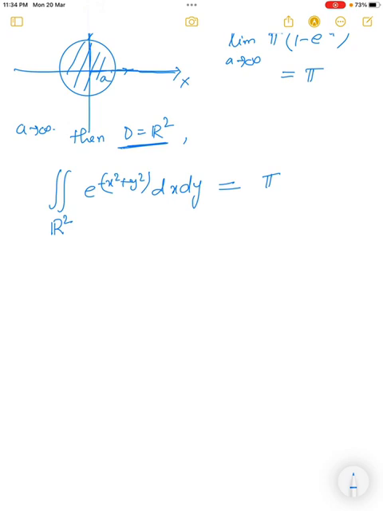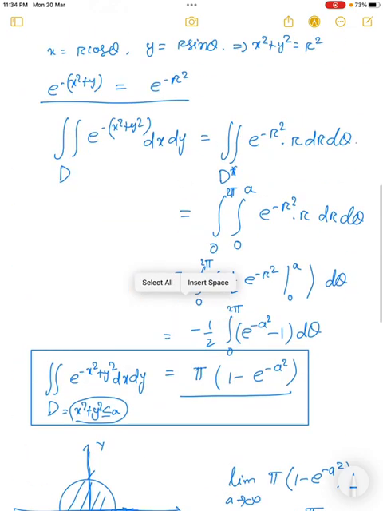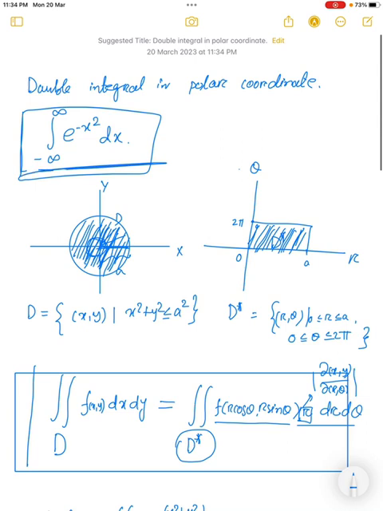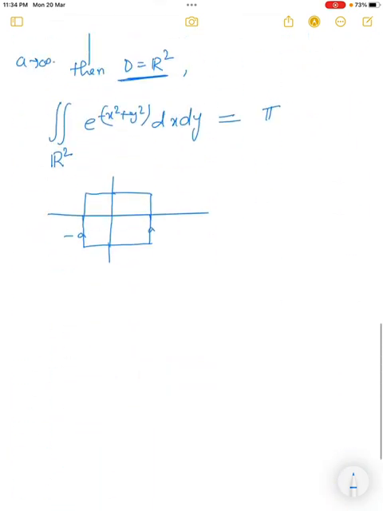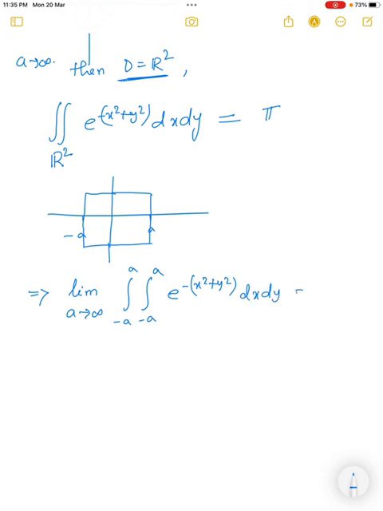Now if it is R2, how can we represent R2? Suppose here it is minus a to a. We can represent this like an improper integral, because what we have seen, this is an improper integral. So how will we evaluate that? We will just apply the limit form. So I can write like this also. This implies limit a tending to infinity of the integral over minus a to a, minus a to a, of e to power minus x square plus y square dx dy equal to pi.